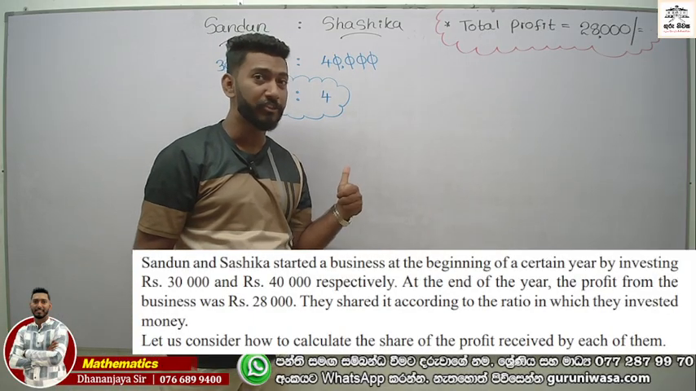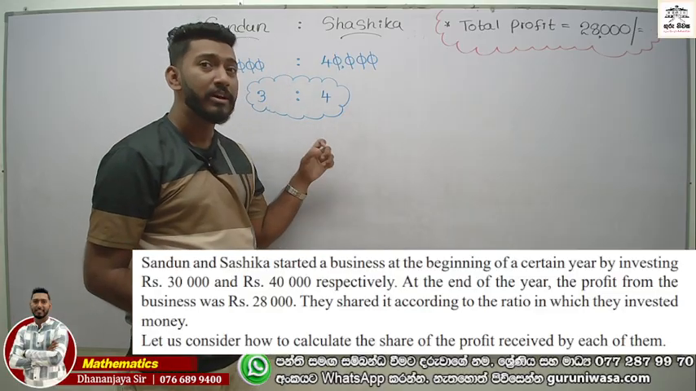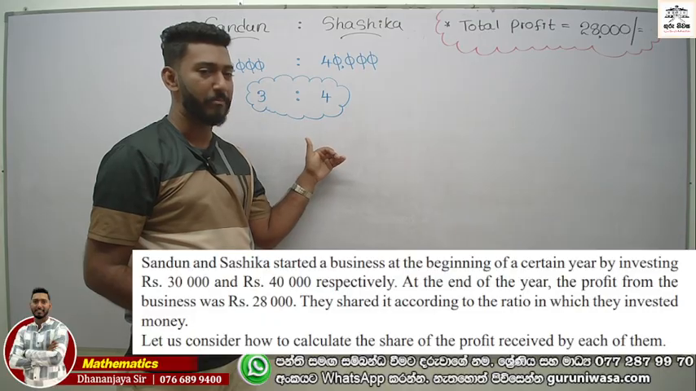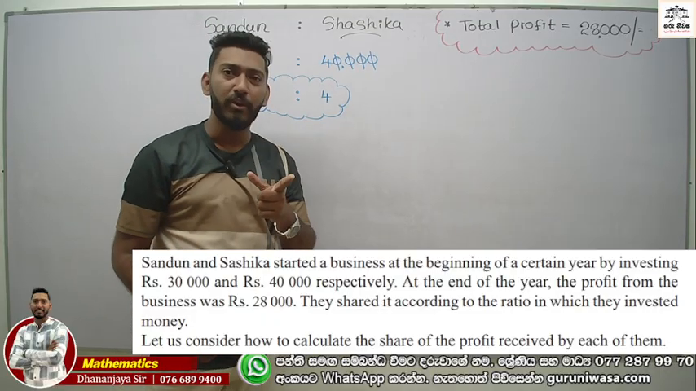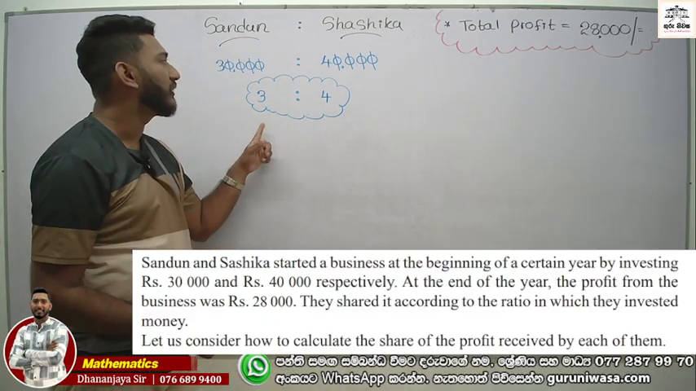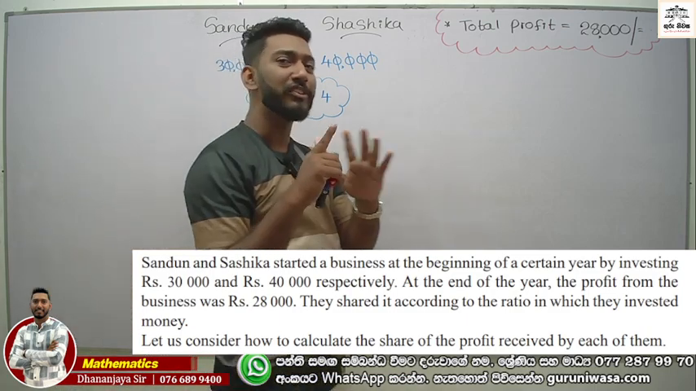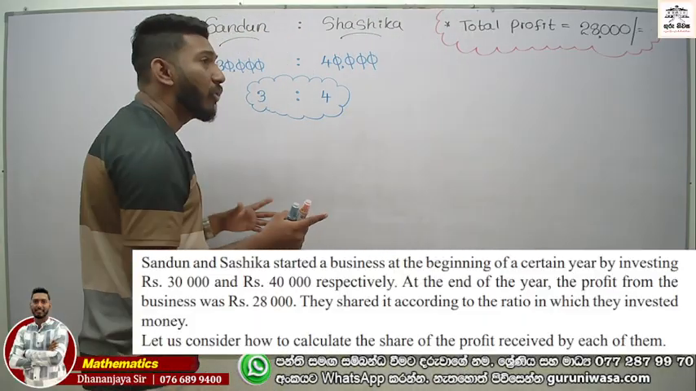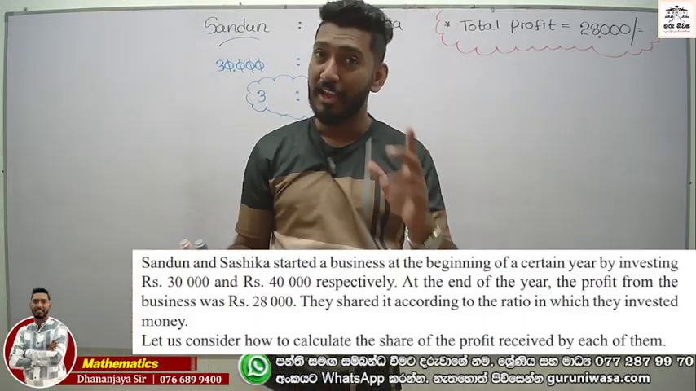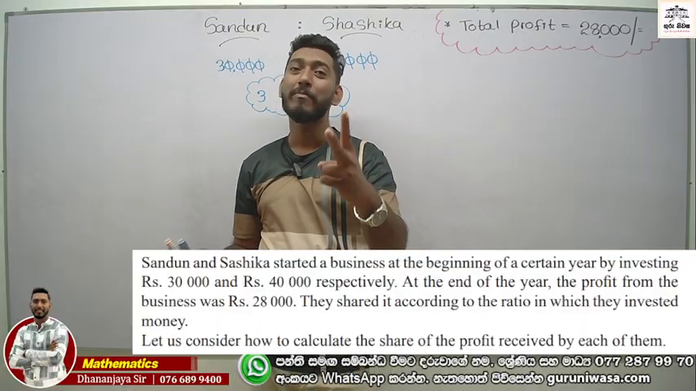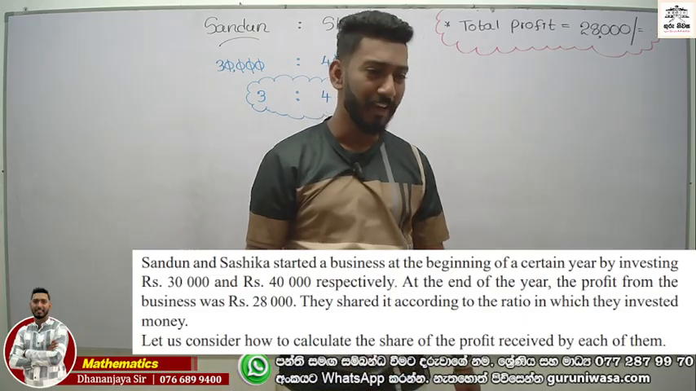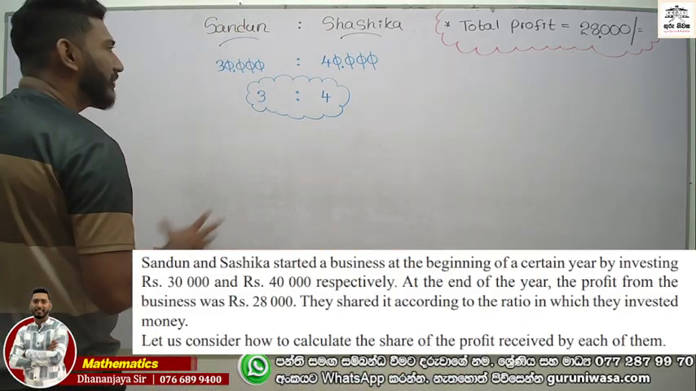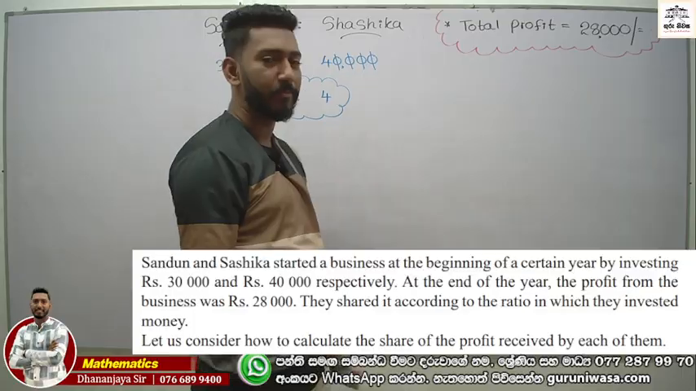Right? Now understood? And this is the ratio relevant to this question. Now I am going to divide the profit into this ratio. We already discussed how to do it using fractions or the unitary method. I already taught you two methods: the unitary method and the fraction method.